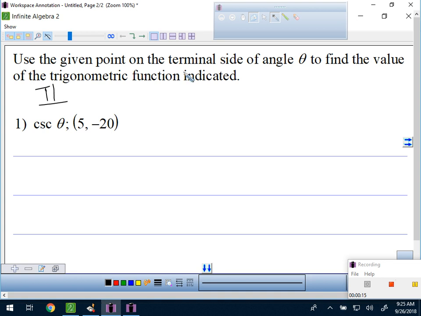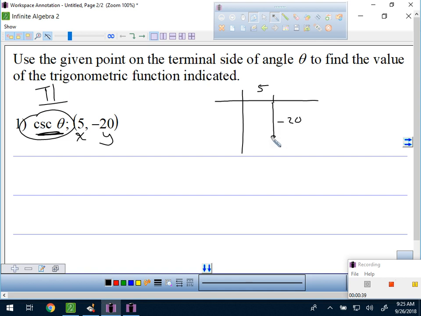It says, use the given point on the terminal side of your angle to find the value of the trig function indicated. So I want you to find what cosecant of theta is. I give you this point, 5, negative 20. So the first thing I would do is plot that point. I know that positive 5 and negative 20 is this point right there. And so then my angle is this reference angle right there.